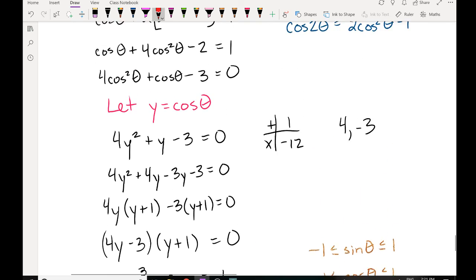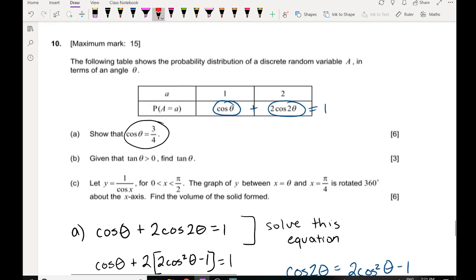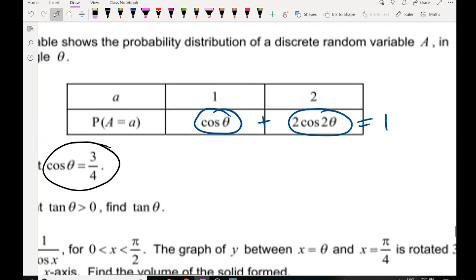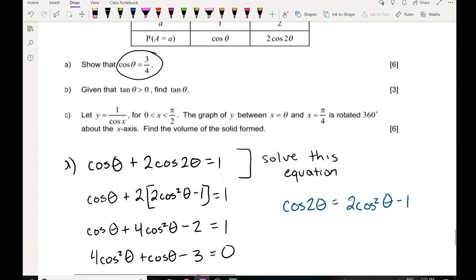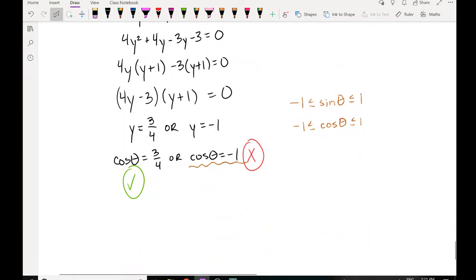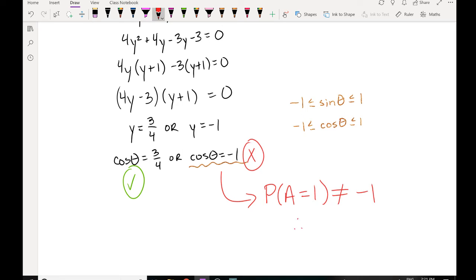because if I go back through all the trig equations, this is supposed to be a probability distribution here. And the probability that A is equal to 1 is cos theta. So that probability equaling 3 over 4, that makes sense. That probability being negative 1, that makes no sense whatsoever. And so we have to actually reject the answer negative 1 because of that probability argument. The probability that A equals 1 cannot be equal to minus 1. Therefore, cos theta cannot equal negative 1.